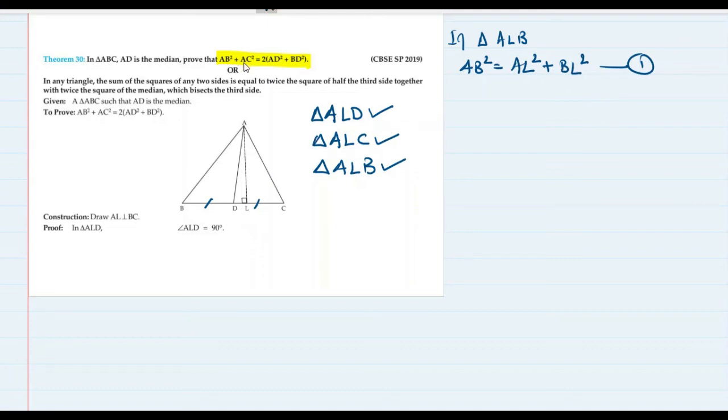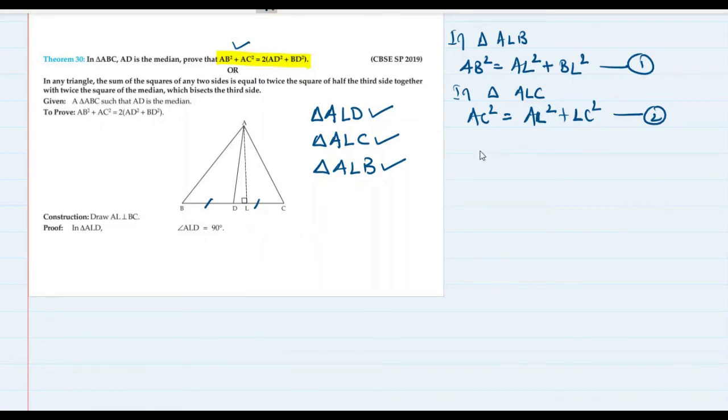Then next, AC square. AC is in triangle ALC. So in triangle ALC, AC square is equal to AL square plus LC square by Pythagoras theorem. Okay, and the sum of these two, AB square plus AC square, should be equal to 2 times AD square plus BD square. Now how that will come, we don't know.